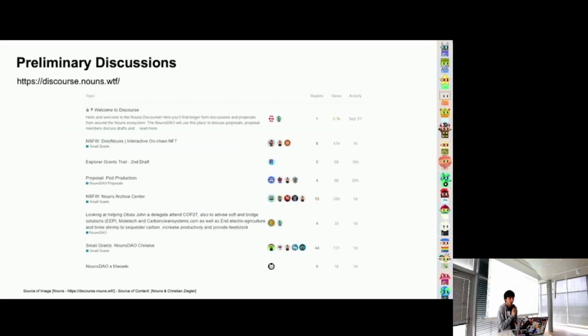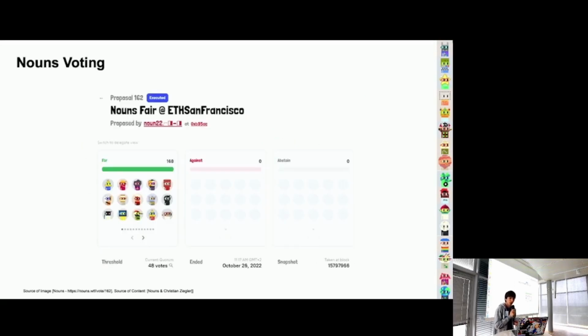It looks like this. There's a preliminary discussion, what to do, and then voting is done per noun. So you get one vote per NFT. There's not a single person that owns like 80% of the tokens or 30%. There's a few people owning a few nouns, but in most cases it's one or two nouns per person.